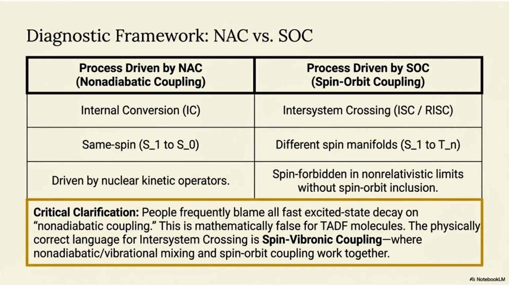Non-adiabatic coupling, NAC, drives processes like internal conversion between states of the same spin. Spin-orbit coupling, SOC, drives intersystem crossing between different spin manifolds. The correct language for intersystem crossing is spin-vibronic coupling, where NAC and SOC work together.